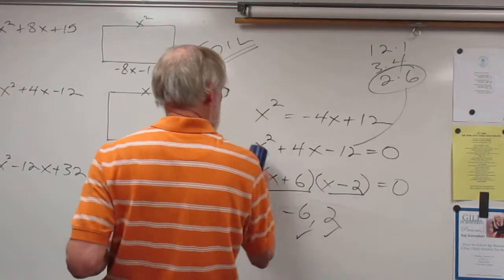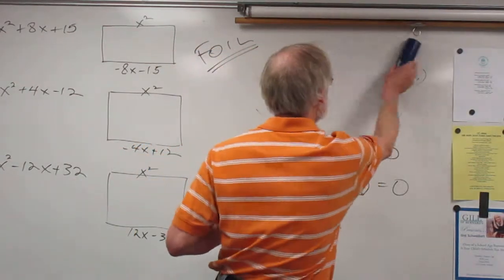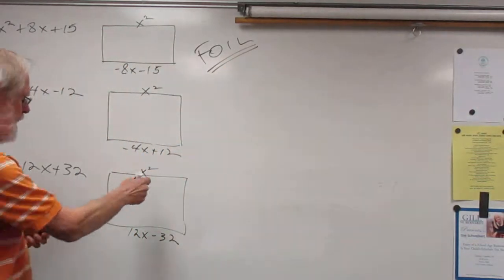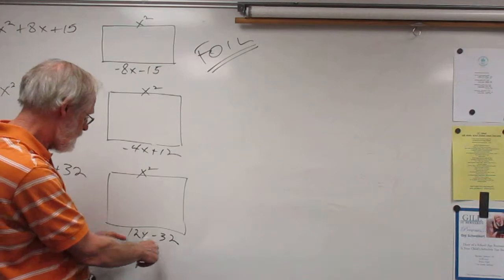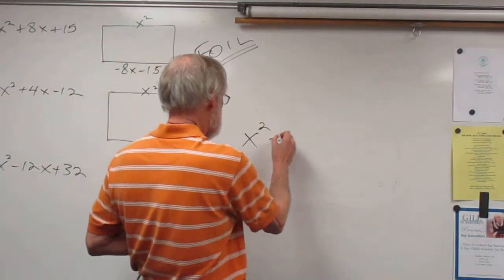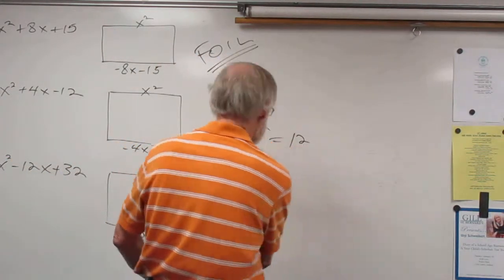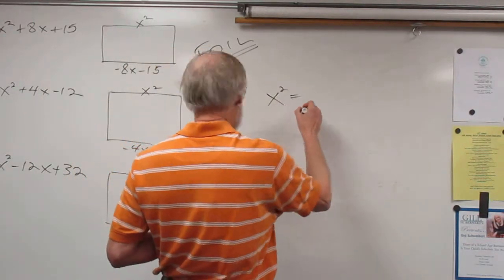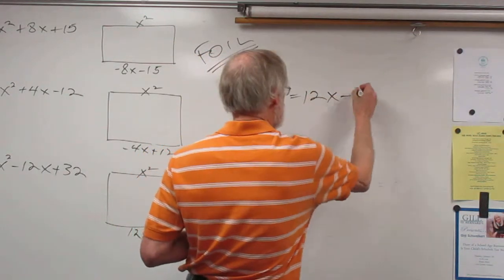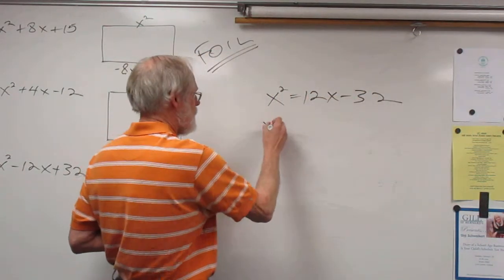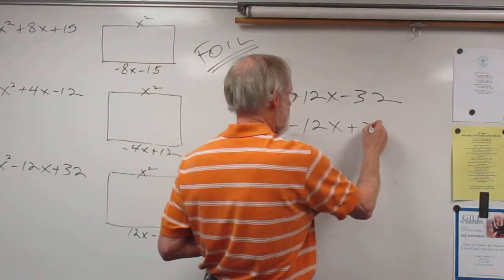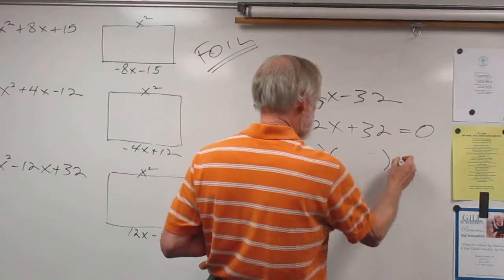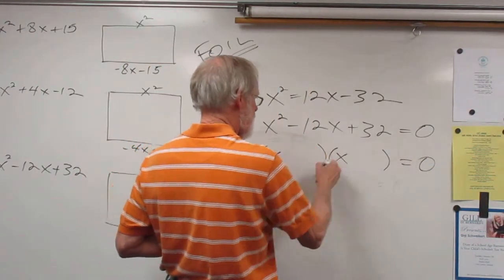All right, let's go on to the third one. And that one is x squared, and on the other side of the rectangle, 12x minus 32. So x squared equals 12x minus 32. All right, so x squared minus 12x plus 32 equals 0. Same process all over again: equals 0, x.